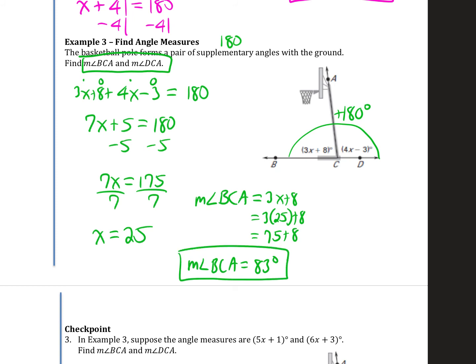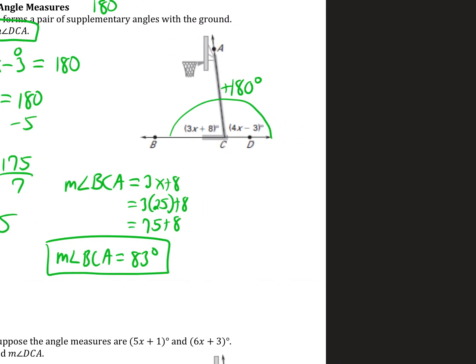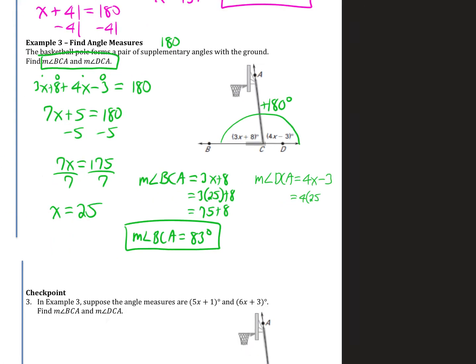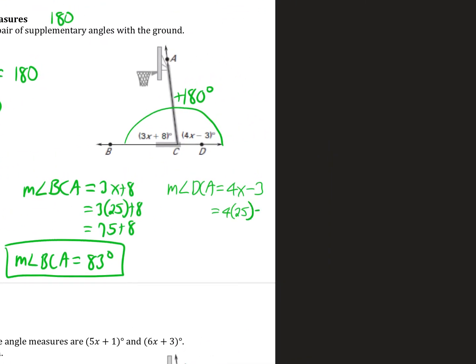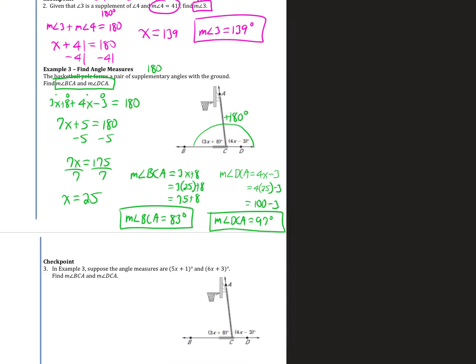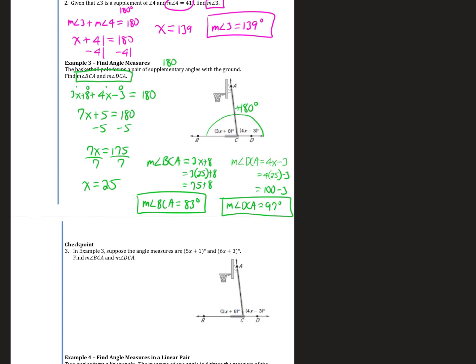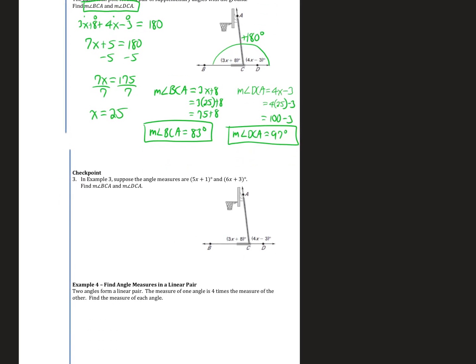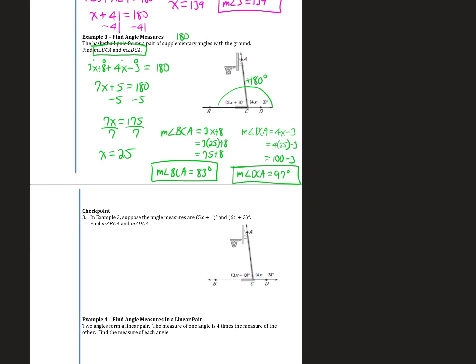And then the other one, we're looking for measure of angle DCA. It's going to be 4x minus 3, which equals 4 times 25 minus 3. It's 100 minus 3. And measure of angle DCA equals 97 degrees. Okay, and do those add up to 180? Looks like they do.